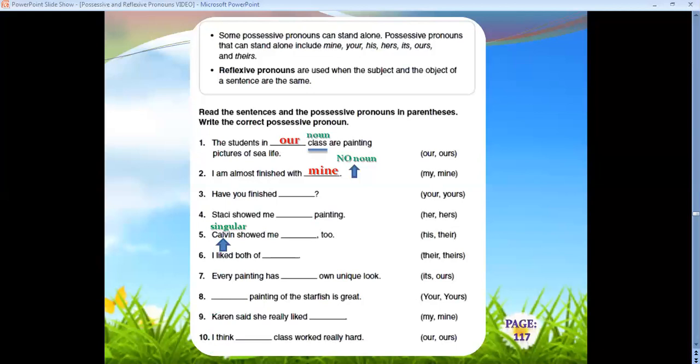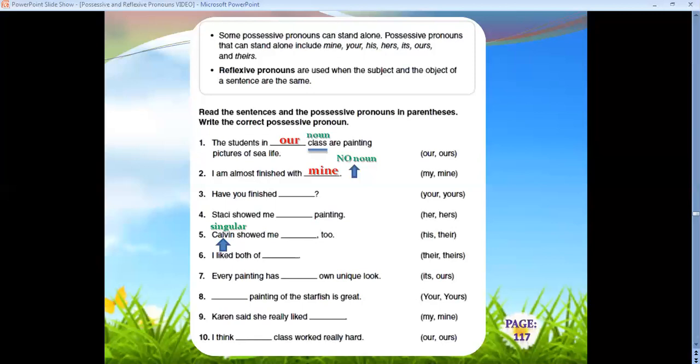I liked both of their or theirs. I don't have a noun. It has to stand alone. I like both of theirs. Okay? Every painting has its or ours own unique look.